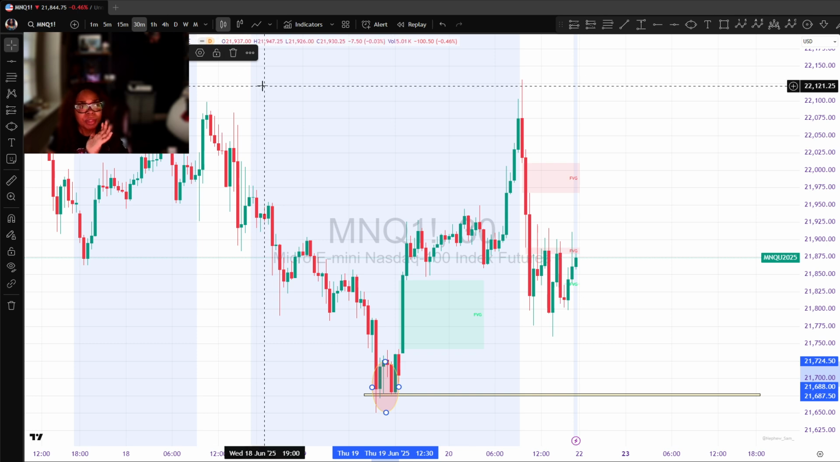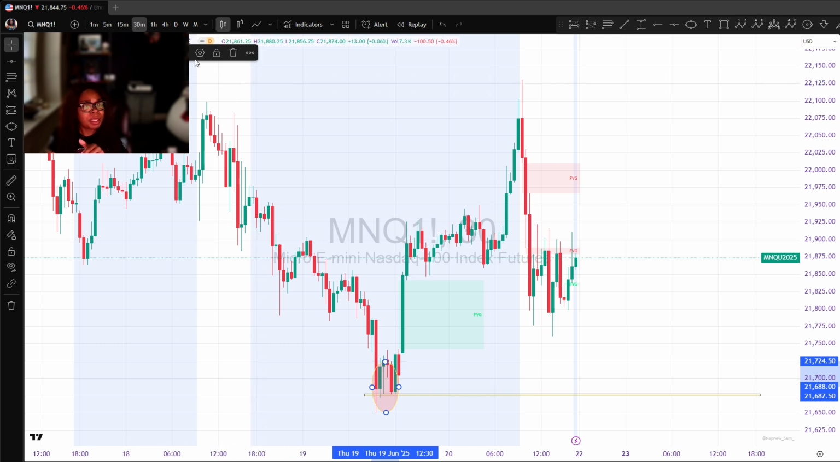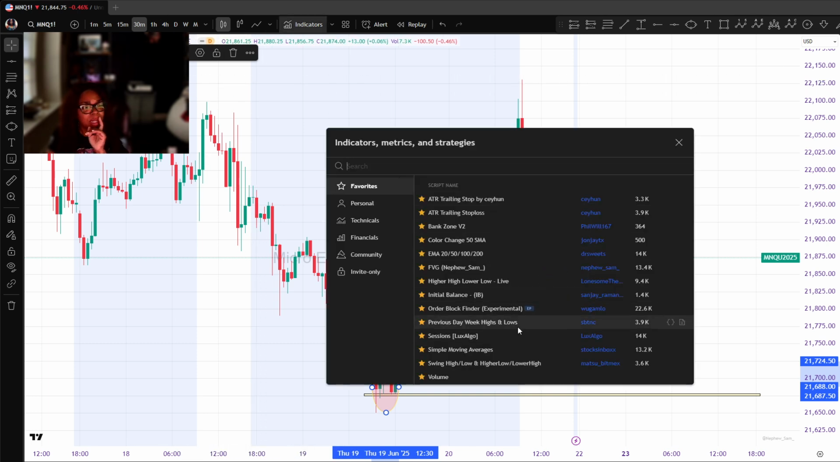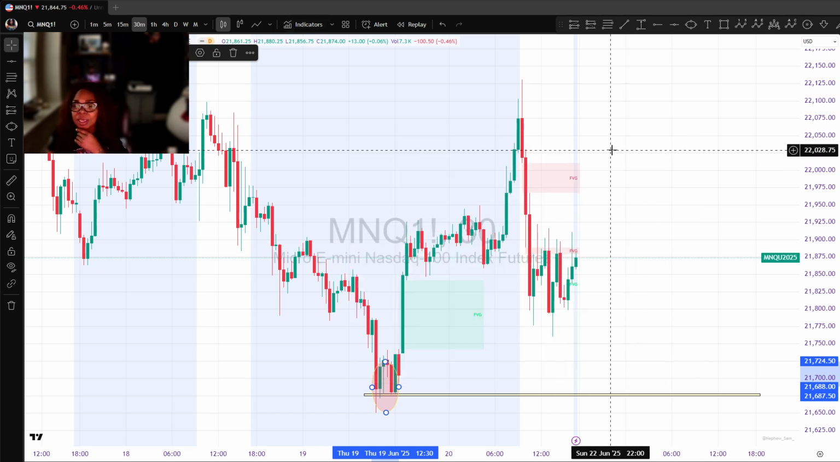There is a fair value gap indicator that I'm using that I like a lot, and it is right here, FVG by Nephew Sam. It's on TradingView. But yeah, this is really some eye-opening setups for next week. I look forward to the week. I'm actually kind of excited.